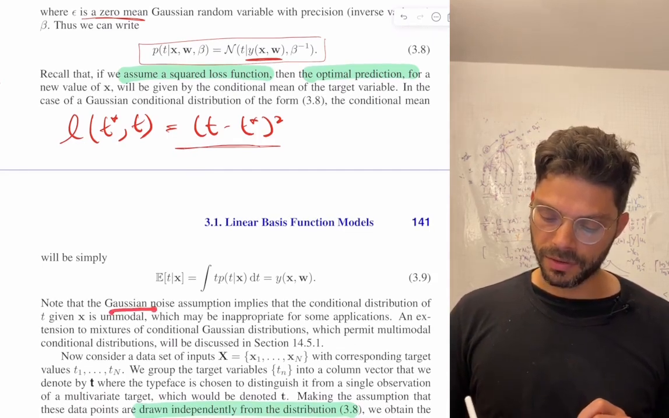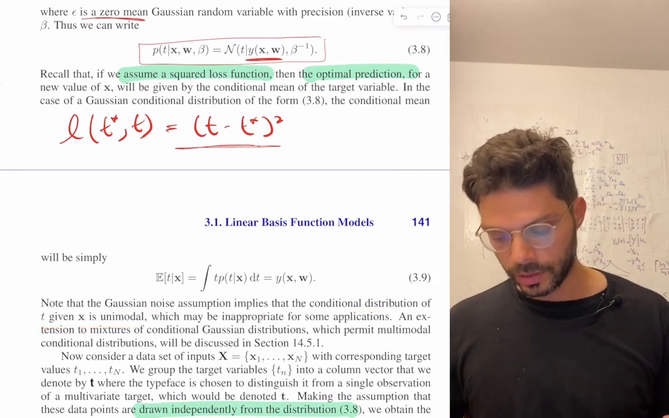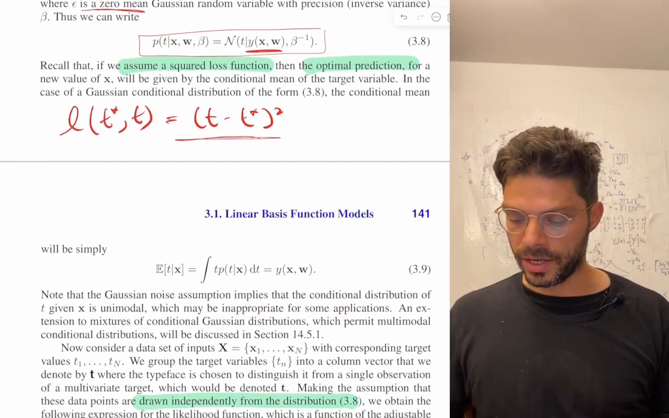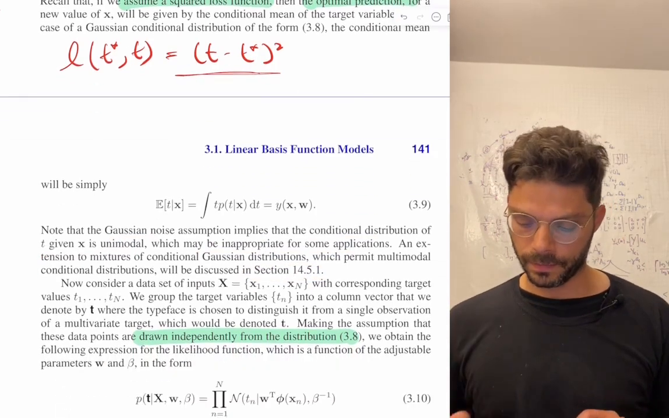Note that the Gaussian noise assumption implies that the conditional distribution of t given x is unimodal, so the mean handles one peak, which may be inappropriate for some applications. We're going to see how to extend that in chapter 14. But for now, we're just going to live with this Gaussian thing.